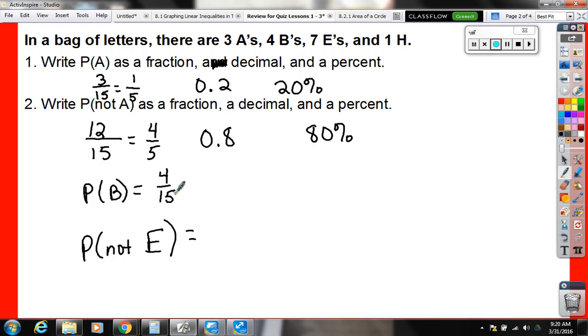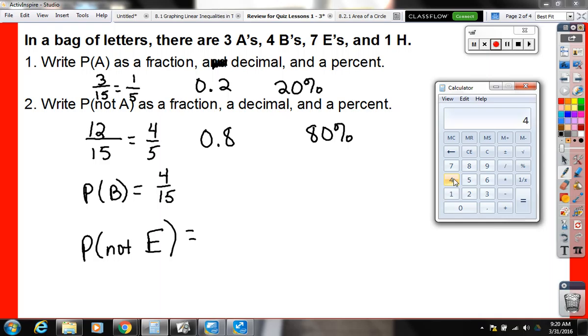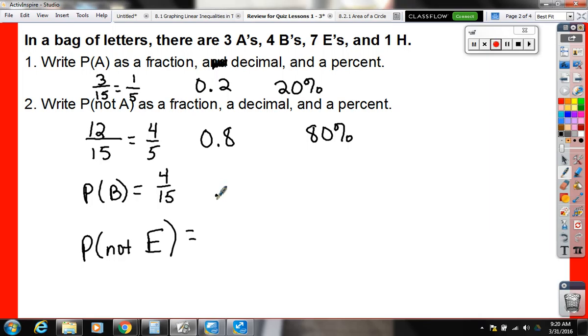How do I reduce that to a fraction? How do I change that to a decimal? Good, 4 divided by 15. And what did you get? 0.27, good. We actually get 0.2666, which is 0.26 repeating. We're gonna round that to 0.27. Ethan, what is that as a percent? 27%. Good. Move the decimal over 2 places and we have 27%.